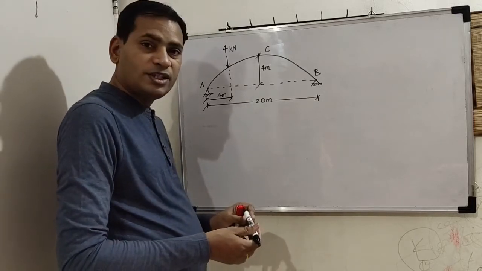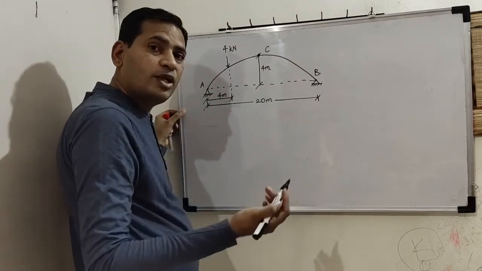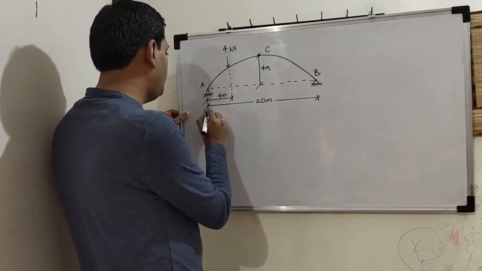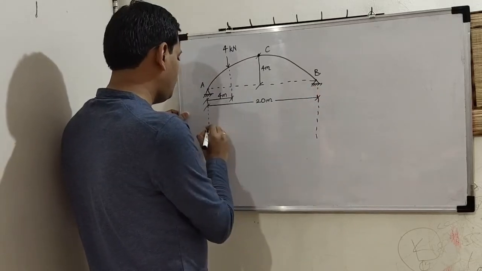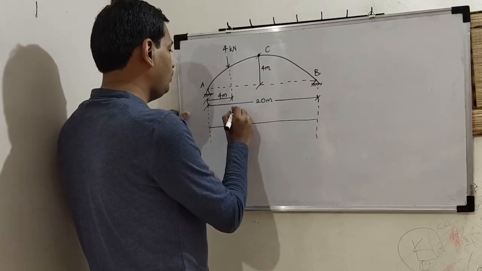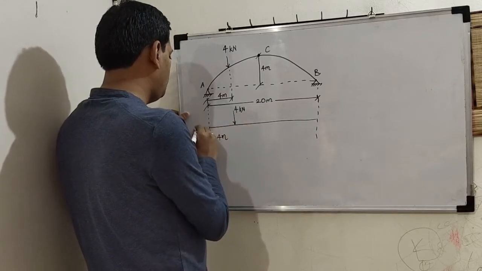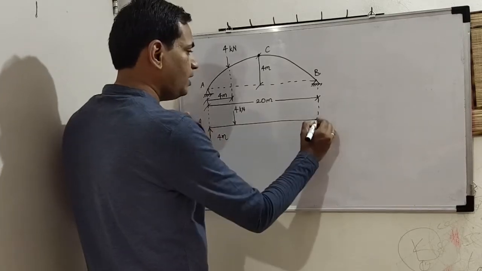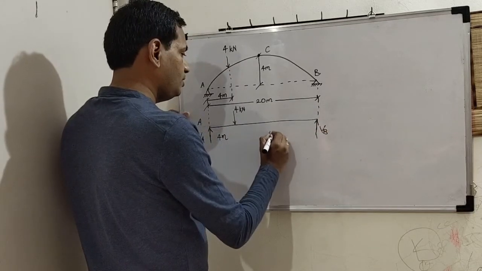We have to find the same, that is reactions, and we have to locate points of maximum bending moment. To start with, we will consider this given arch as a simply supported beam and find the vertical reactions. This is our 4 kilonewton point load at 4 meter from A, and we will get vertical reactions VA and VB, correct? Remaining distance is 16 meter.